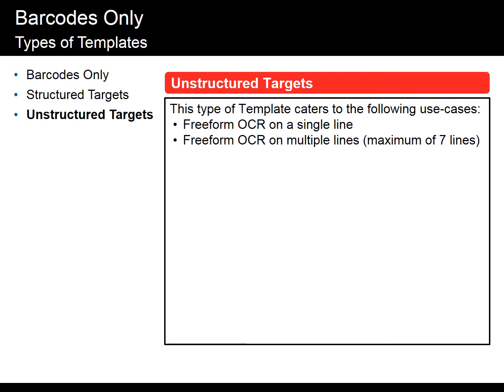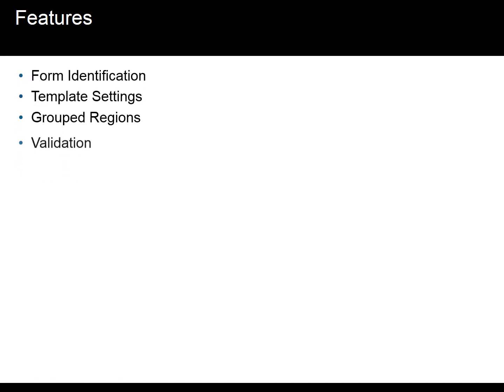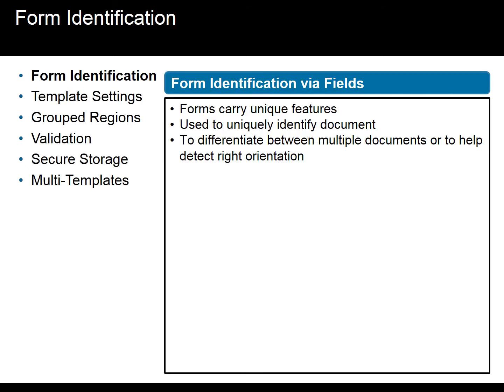Other features of the Template Builder include form identification, template settings, grouped regions, validation, secure storage, and multi-templates. Usually forms carry some unique features that make them different from others. These can be used to uniquely identify the document. This comes in handy either to differentiate between multiple documents or, as in the case of structured documents, help detect the right orientation of the document.